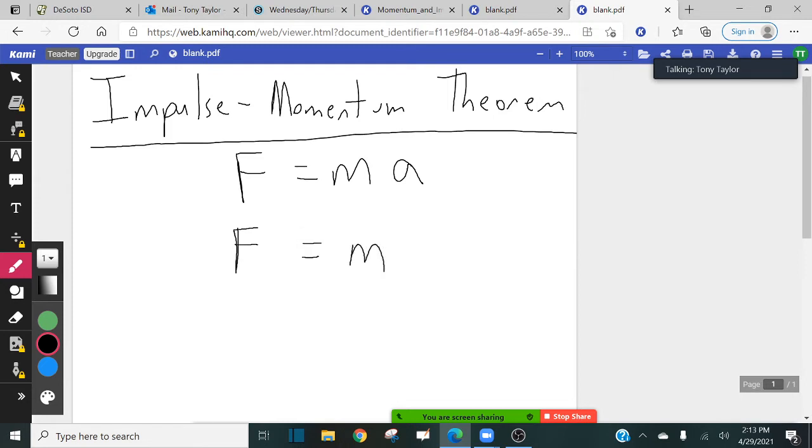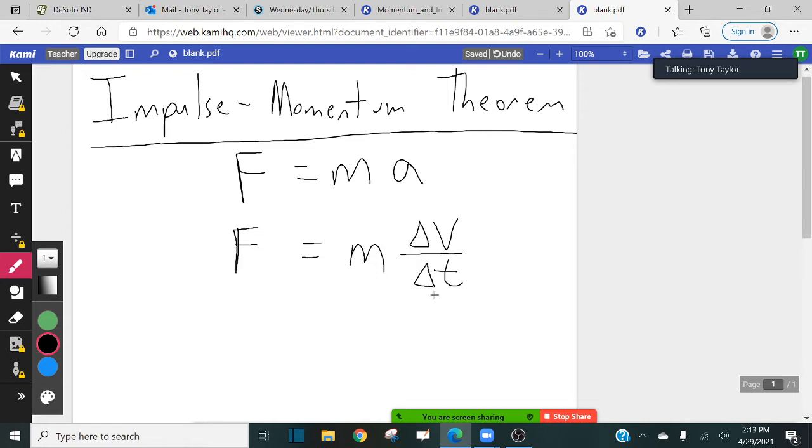Force equals mass times change in velocity divided by change in time, where it's understood that change in velocity divided by change in time is equal to acceleration, right? Because that's what acceleration is. It's a change in an object's velocity, okay? So now that I rewrote this equation into another form, let me ask you guys a question.